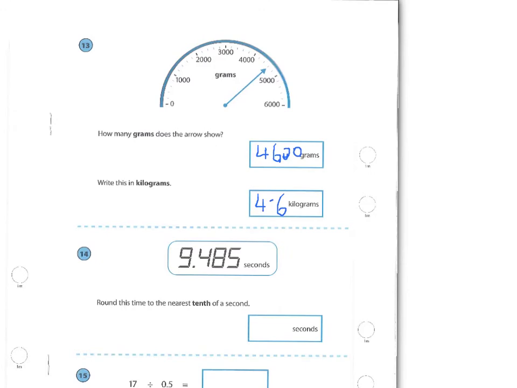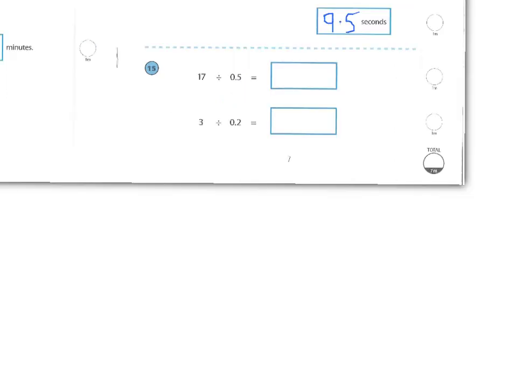Question 14. Round this time to the nearest tenth of a second. Well, the tenths column is the column immediately after the decimal point. So that means our number must be cut off after the 9.4. So will it stay as 9.4 or will it go to 9.5? In order to decide, we need to look at the digit that is in the hundredths column. In this case, that digit is worth 8, which is over halfway, which is over 5. So the 9.4 will in fact go up to become 9.5.